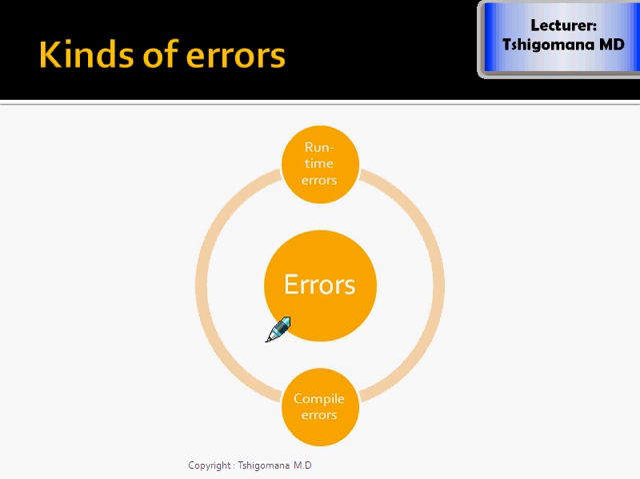Let us look at the kinds of errors that we may encounter. There are two major errors here. We have the runtime errors. In other words, these are the errors that will occur, especially when the program is running. And there are what we call compile errors. These are the errors that will occur during design time. In other words, when the user is still busy programming.